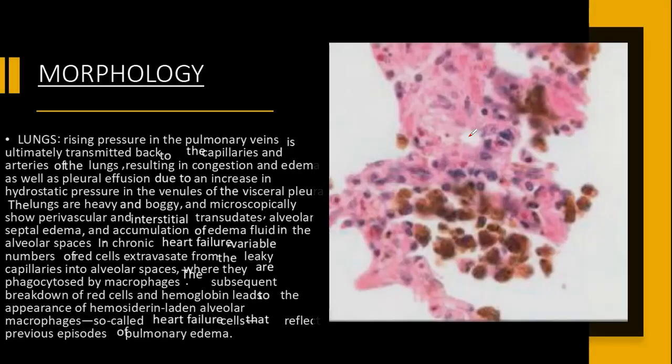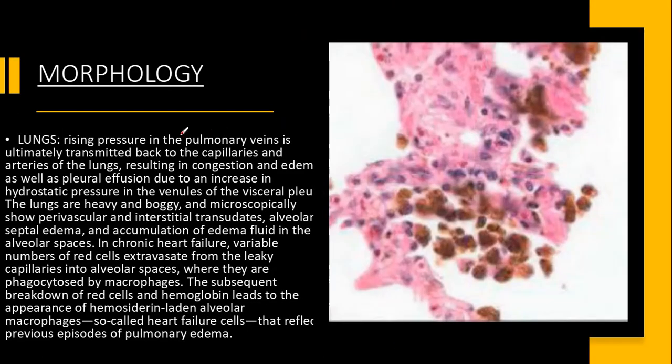Now, let's look at the lung morphology. Due to the left ventricular failure, there will be a backward failure, and this will lead to rising pressures in the pulmonary circulation. And eventually, there will be congestion and edema, as well as a pleural effusion. Why? Due to increased hydrostatic pressure within the venules. For pleural effusion, due to the venules of the visceral pleura.